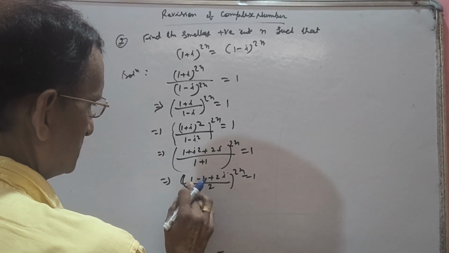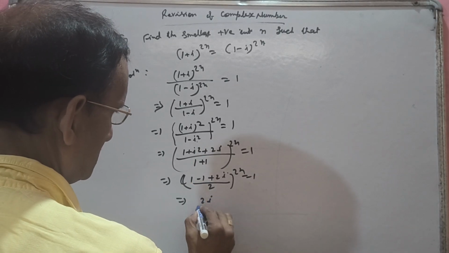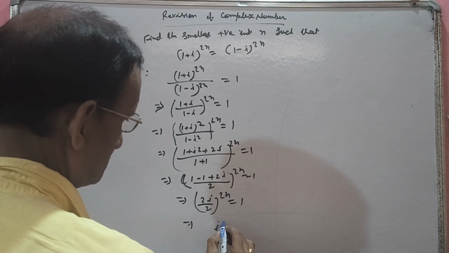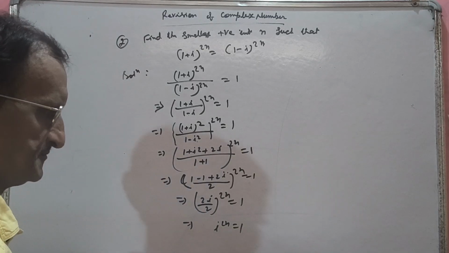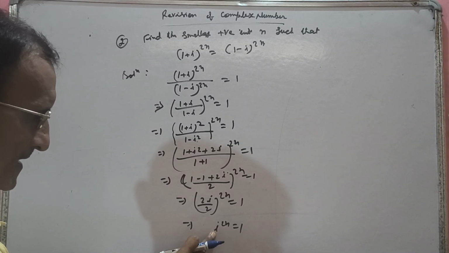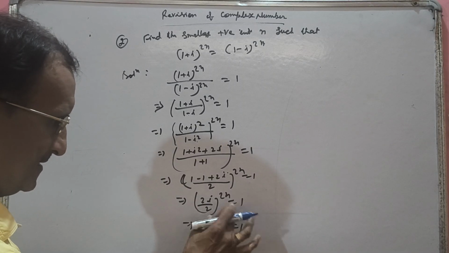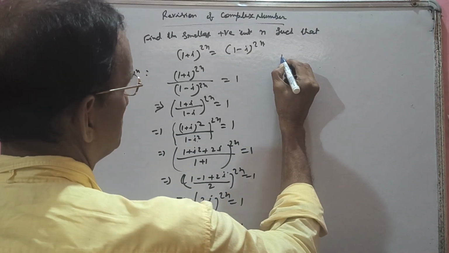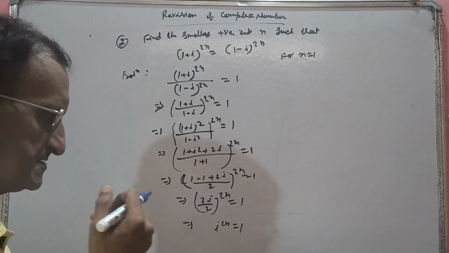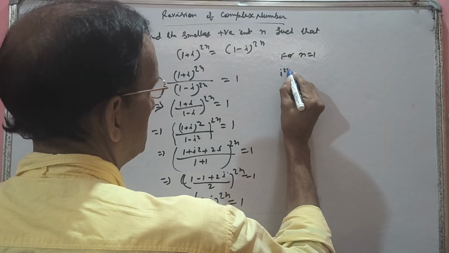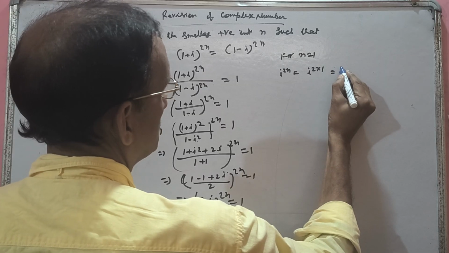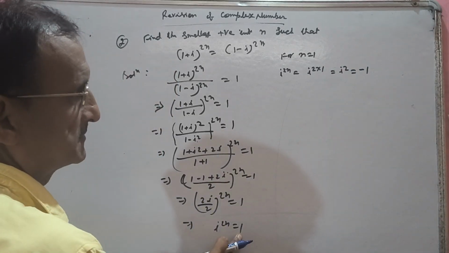So actually plus 1 minus 1 cancel only. So what will you get? (2i by 2) whole to the power 2n equal to 1. That will give you i to the power 2n is equal to 1. Now for what smallest positive integral value of n will i to the power 2n be 1? That we need to find. So try for n equal to 1, the first positive integral value. Then i to the power 2n equals i to the power 2 into 1, for n equal to 1, is equal to i square, which is minus 1, it is not plus 1. Okay.